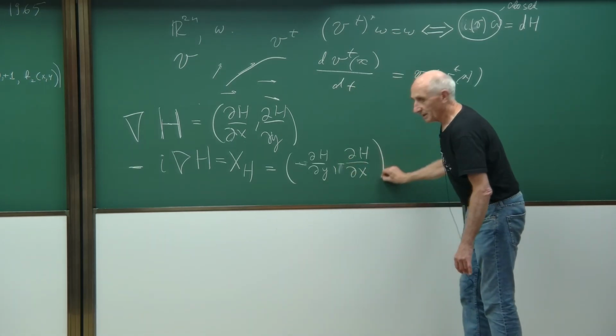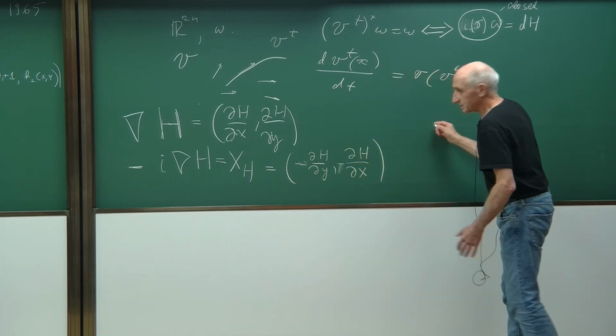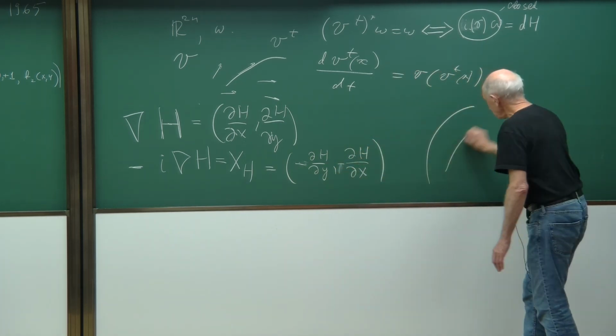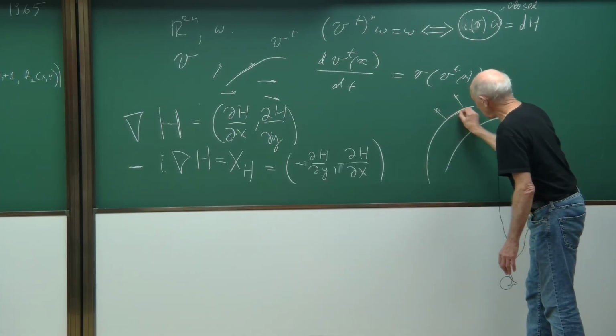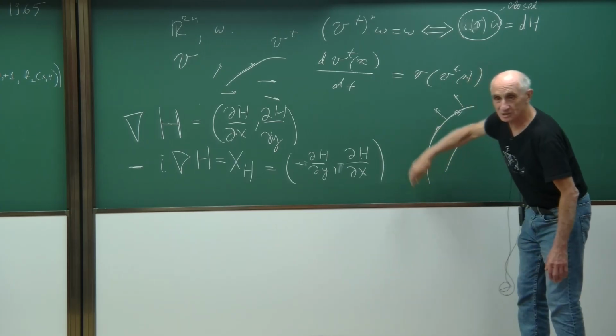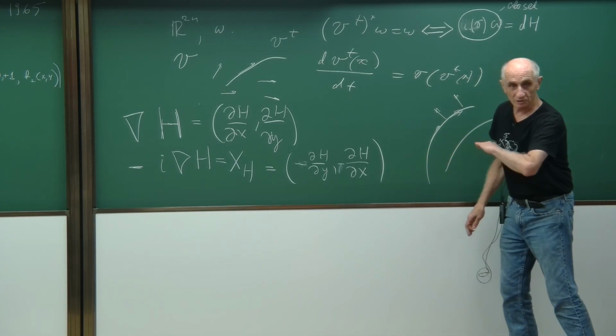So I consider this vector field. And what is this vector field? If you have a function, you take the gradient of this function, and now you rotate it, you get a vector field which is tangent to the level set of this function. And this is called a Hamiltonian vector field.